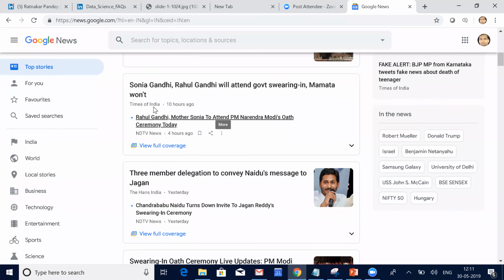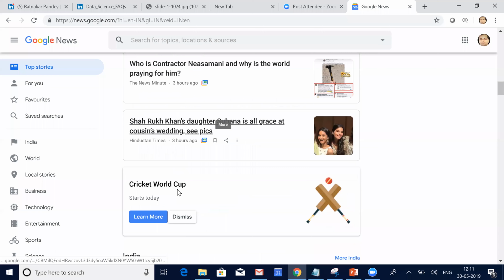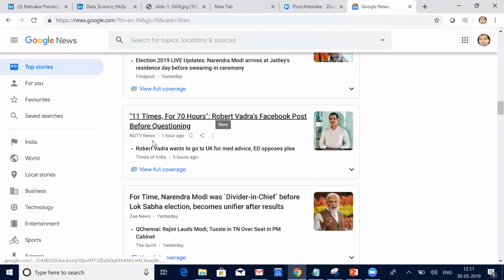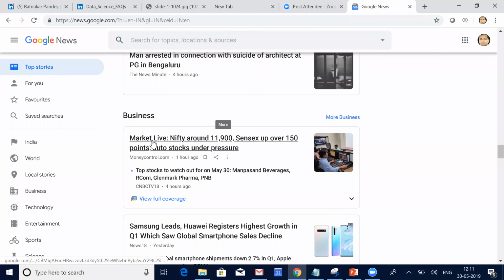Then they say For you, depending on my interests and what I have read, and so on. They have a category called India, and a category called World. You will see local stories, business, all of that.